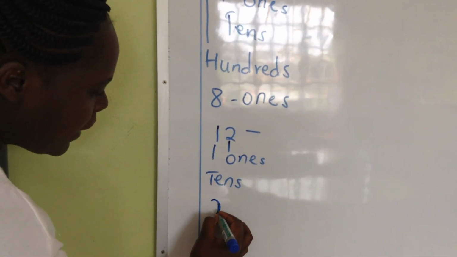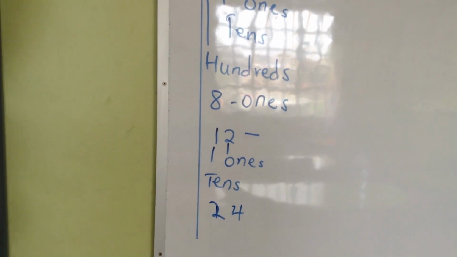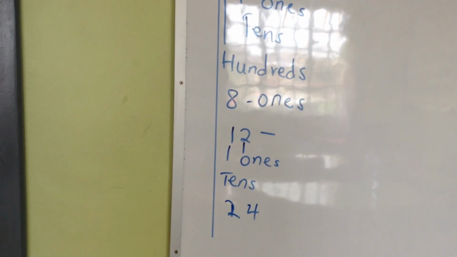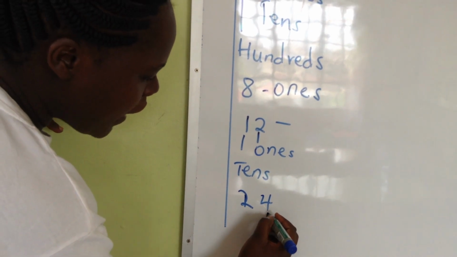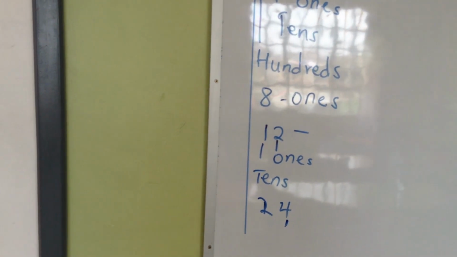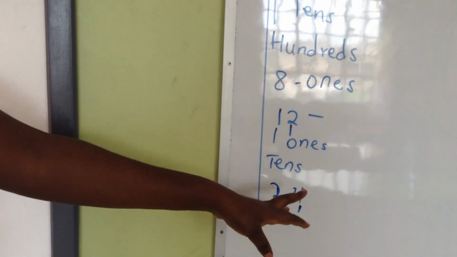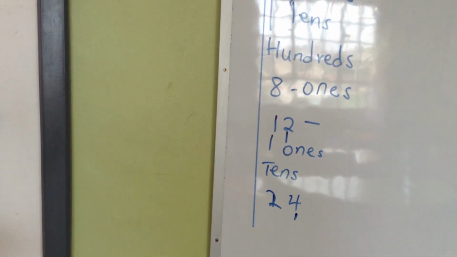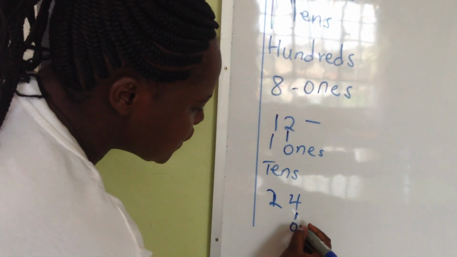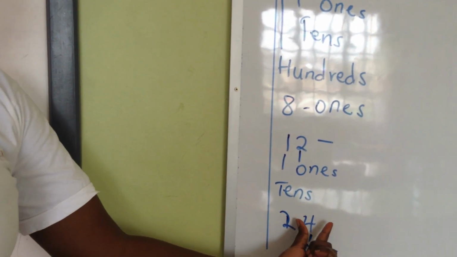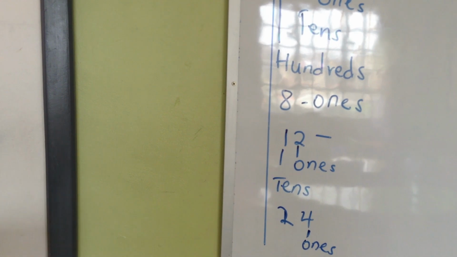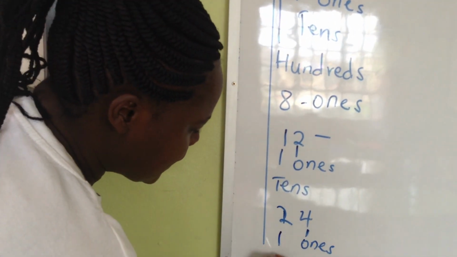I have the number like 24. Number 24. Who can tell me, the value of number 4 stands for which value? Yes, the value of number 4 is ones, because it is the first number from the right hand side. Then number 2 is the tens.